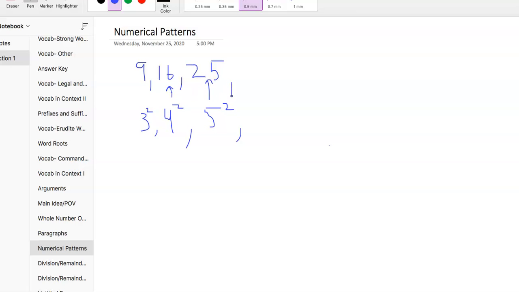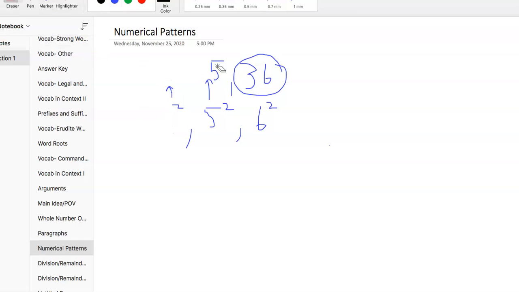And so what's the next one going to be? Right, we've gone 3, 4, 5. Next one's probably 6, right? 6 squared, 6 times 6, 36. That'll be the next number. Okay, and so that's a very common one that you want to be familiar with. Numerical patterns. So we got 3 of these little examples where we have numbers in sequence like this.